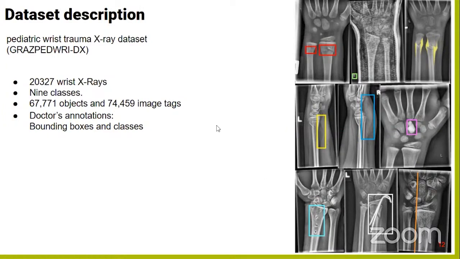So let me first describe the dataset before answering this question. We used the pediatric wrist trauma X-ray dataset, which has 90 classes. And here you can find some samples for different classes. It has around 20,000 images with doctors' annotations, which are the bounding boxes and the diseases. The classes are the diseases.